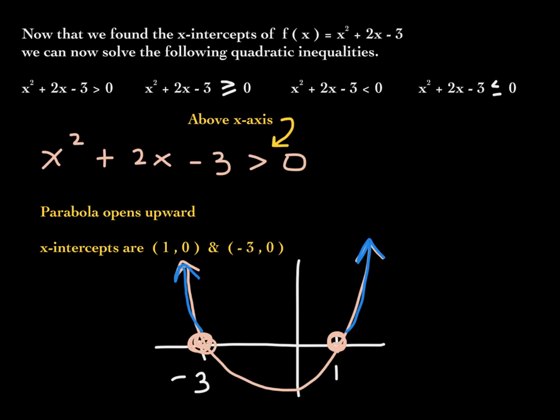So then your solution set is from -infinity, because it goes forever to the left, to -3, union from 1 to positive infinity. You would skip this piece of the parabola because this piece is not above the x-axis. It is beneath or below the x-axis.